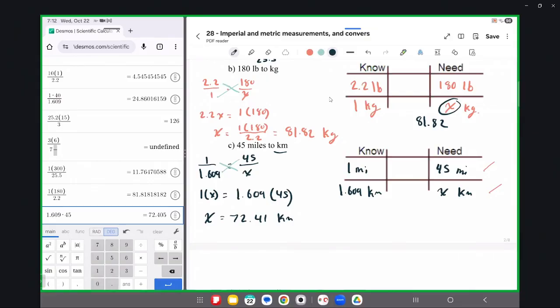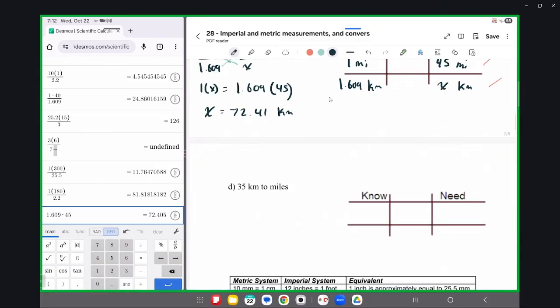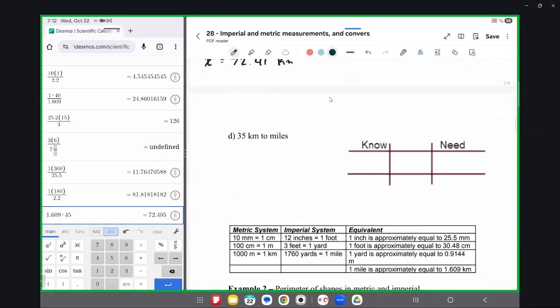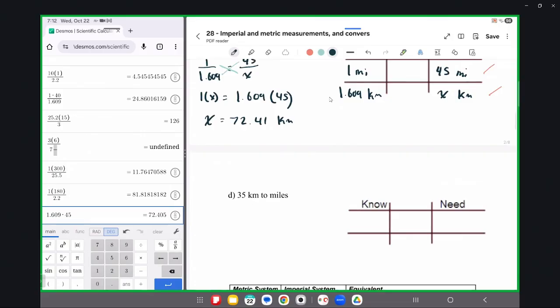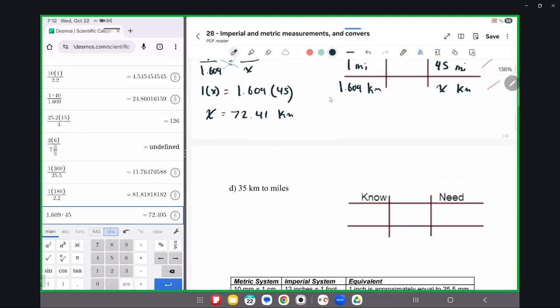Okay, well, let us continue on. Last but not leastly, 35 kilometers to miles. So just like before, we could mimic the steps that we used last time. We know that 1 mile is 1.609 kilometers, and we want to know how many miles there are in 35 kilometers.